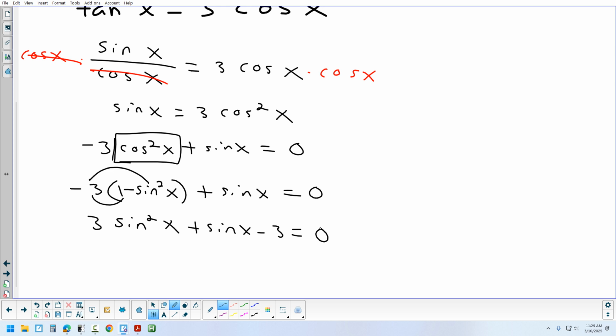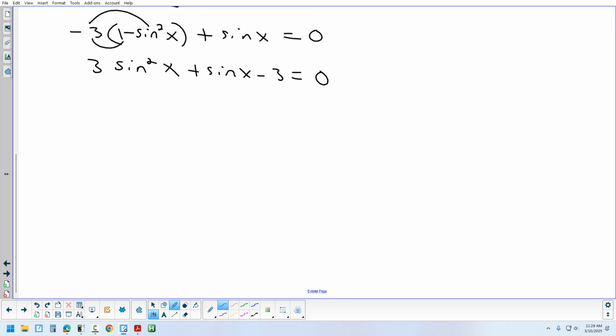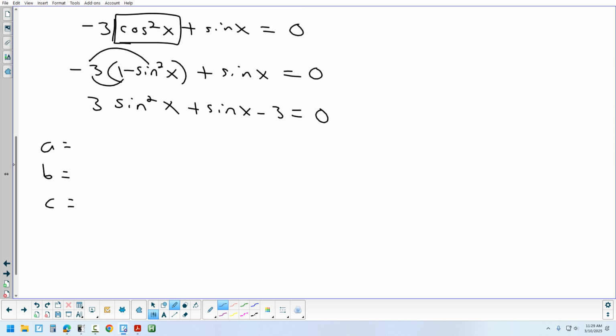Okay. Now, you can try to factor that, but that problem is not factorable. You're not going to be able to factor it. So what else can we do to solve a quadratic besides factoring? Yep, you can do the quadratic formula. Remember, A, B, and C are all numbers. What's A? 3. All numbers. Yep. So A is 3. B, 1. And C, -3.